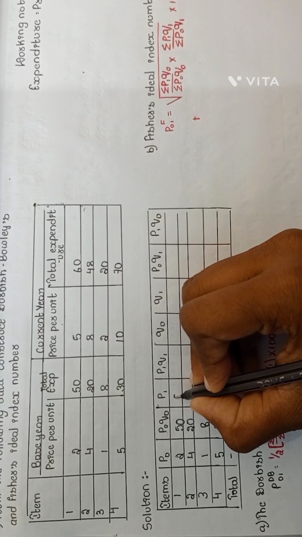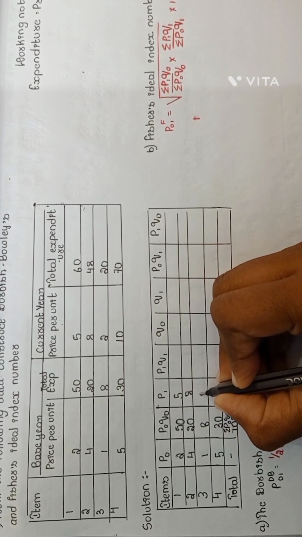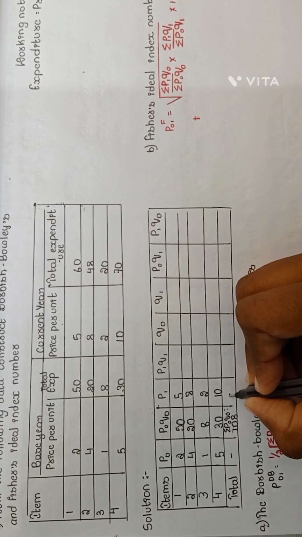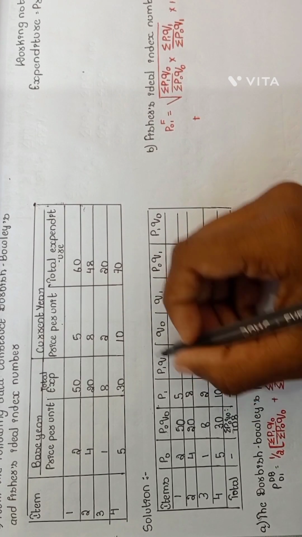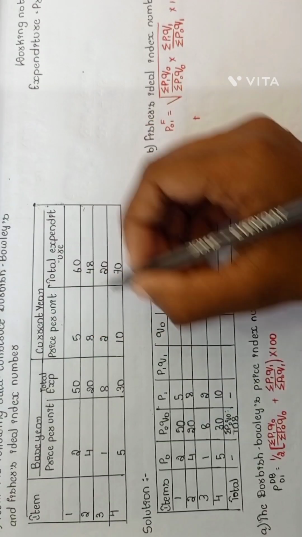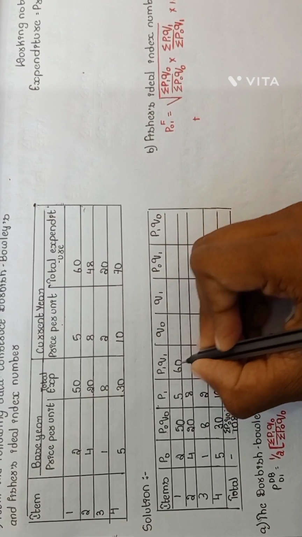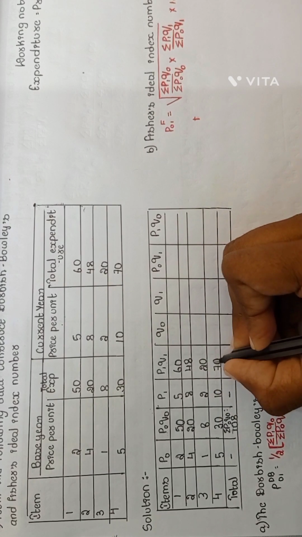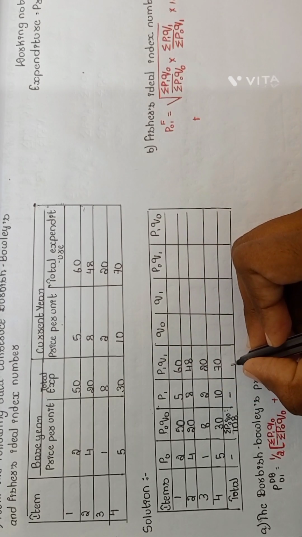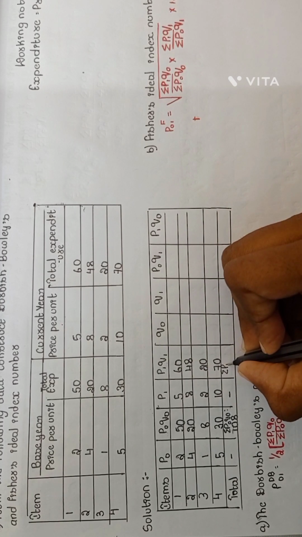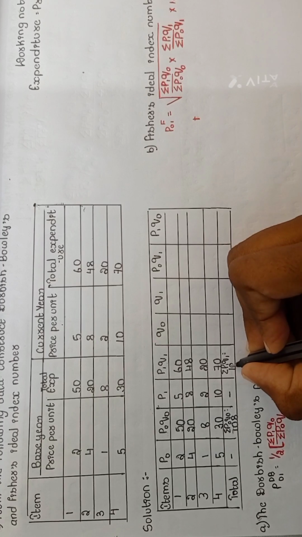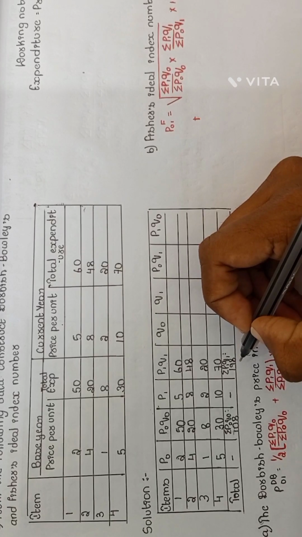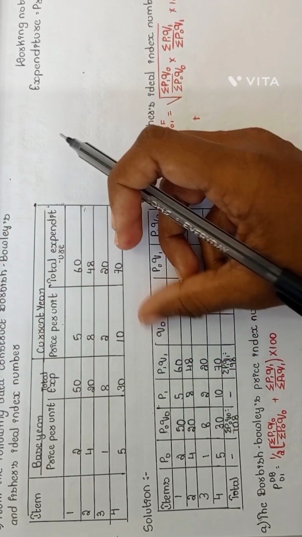P1 value is 5, 8, 2, 10. Again, we don't need the total of P1, so it is nil. And the P1 Q1 value is the total expenditure value of the current year, so we have to take down that value: 60, 48, 20 and 70. The total of all this is 198. So the total of P1 and Q1 is 198. So 60 plus 48 plus 20 plus 70 is 198. So these are the things which are available in the question table.